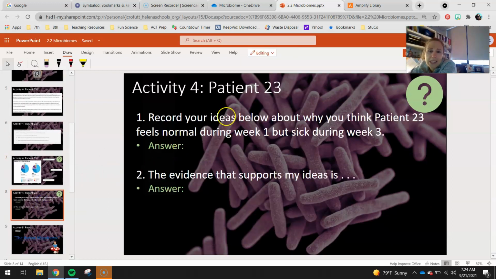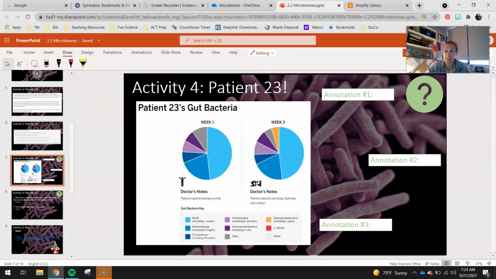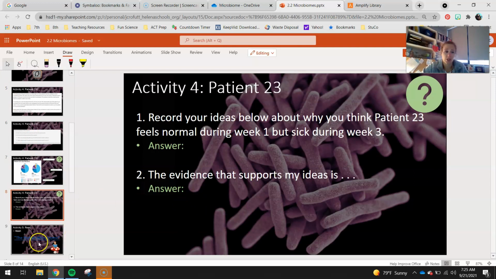Okay, record your ideas below about why you think patient 23 feels normal during week 1 but sick during week 3. And the evidence that supports my ideas is, so go back to this pie chart and give me some specific evidence, okay? I should see some data in that question number 2.